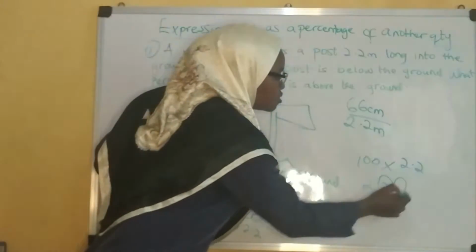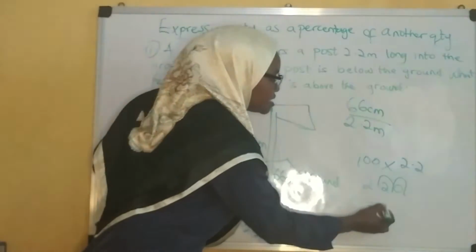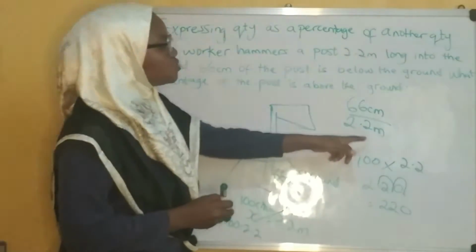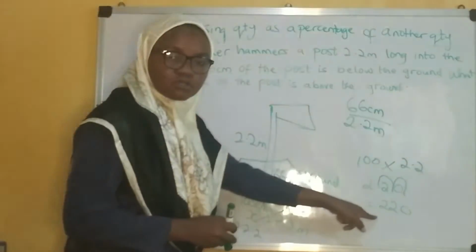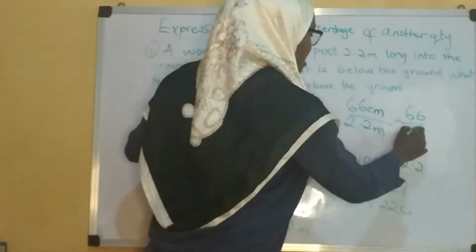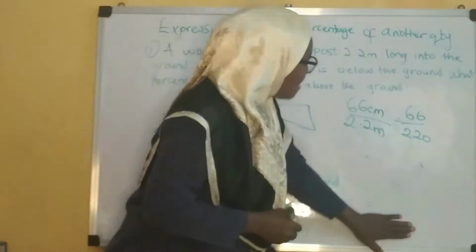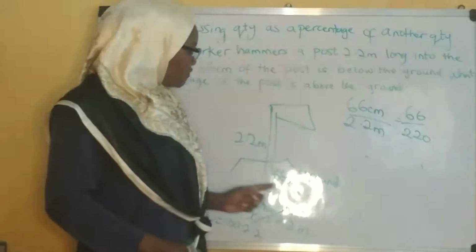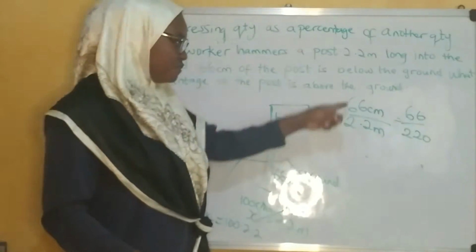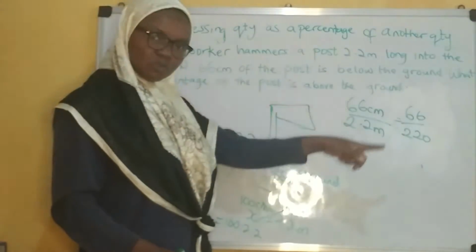1, 2. So that means my point is now here. So I can fill up this place with 0, and that is 2, 2, 0. Is that clear? So I've been able to change 2.2 meters into centimeters. It is now 220 centimeters. So my answer is 66 over 220 centimeters. Is that clear? Now, I have been able to express the length of this post that is below the ground as a fraction of the total length. Do you understand? Now let me express it as a percentage of the total length.